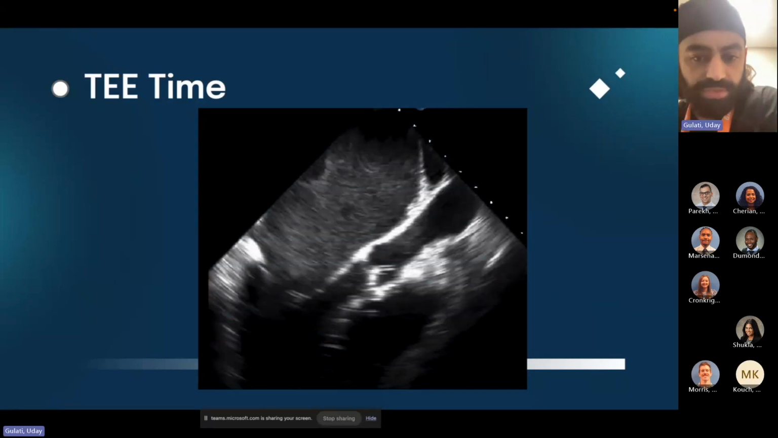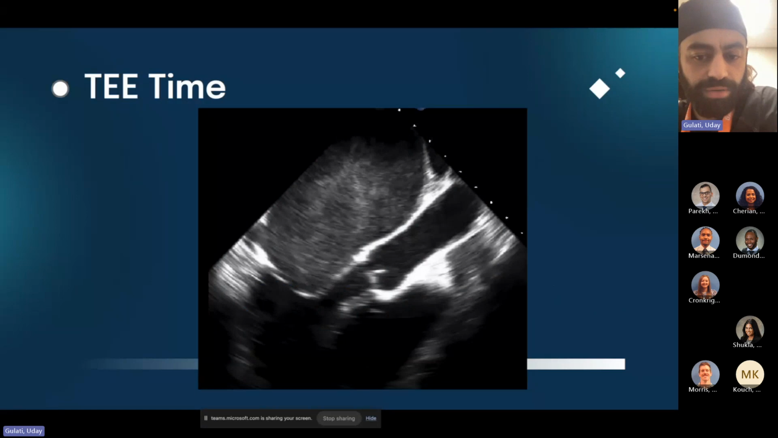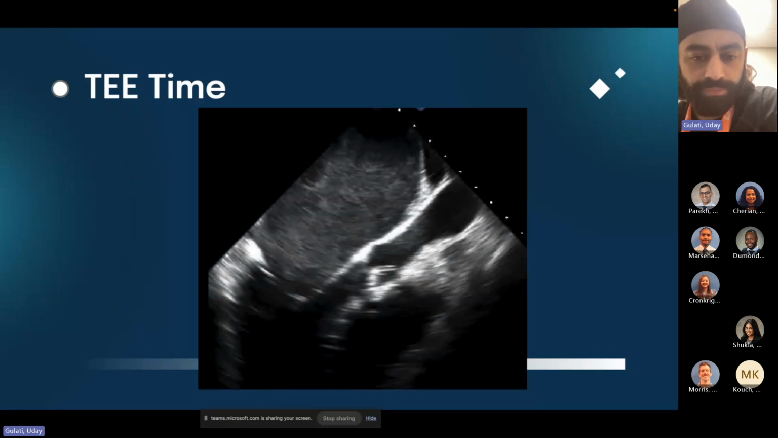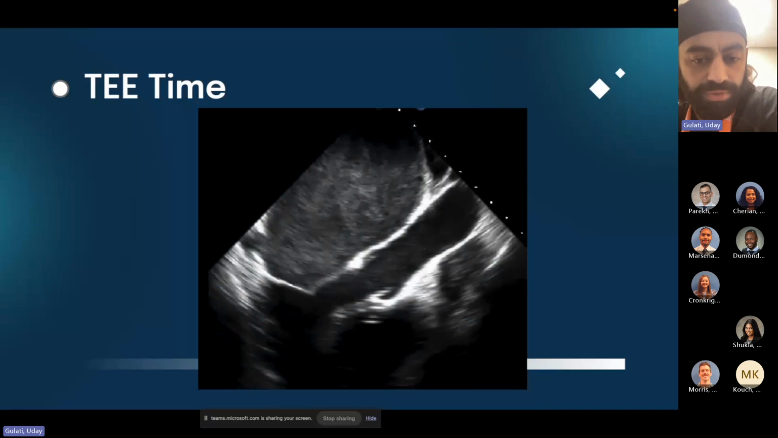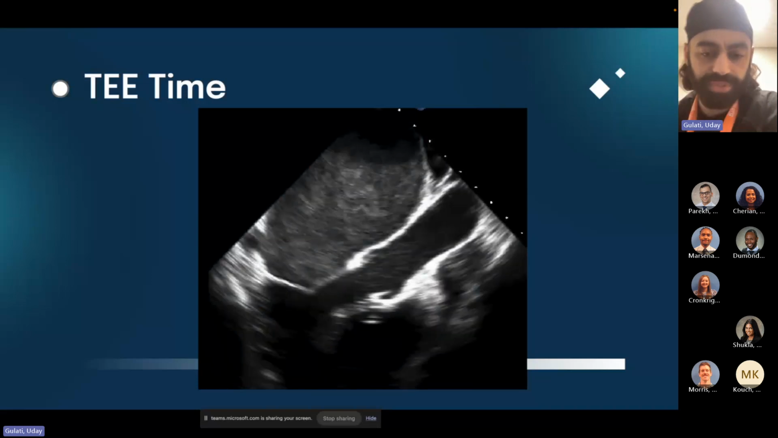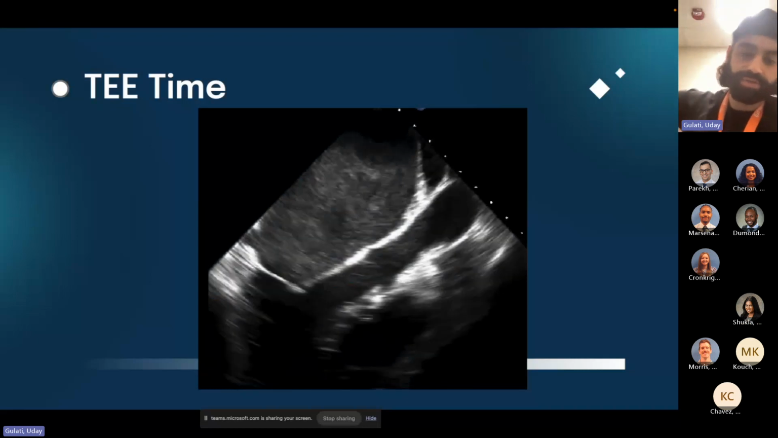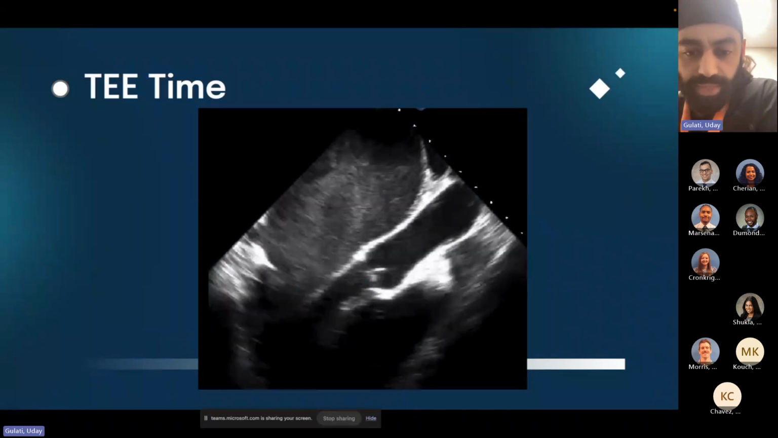All right, what's going on here? So this is once again similar to the one that you just saw. It's your mid-esophageal long axis view. And what's going on here? So you once again rotate that thing to 130 degrees. What's going on over here?